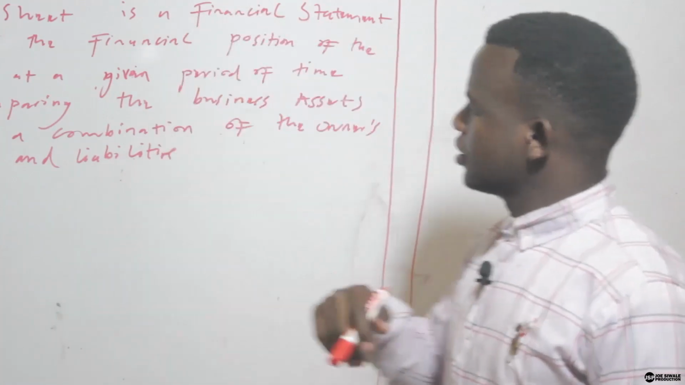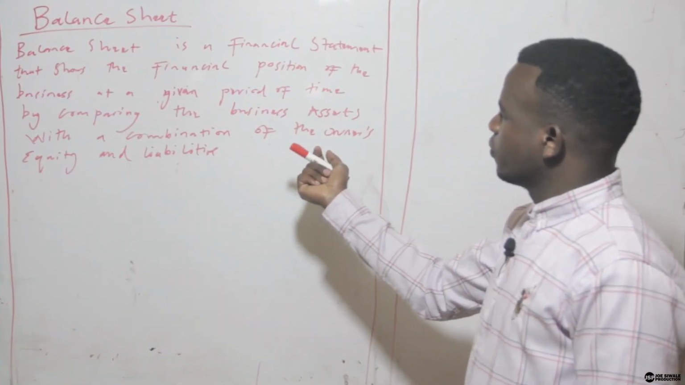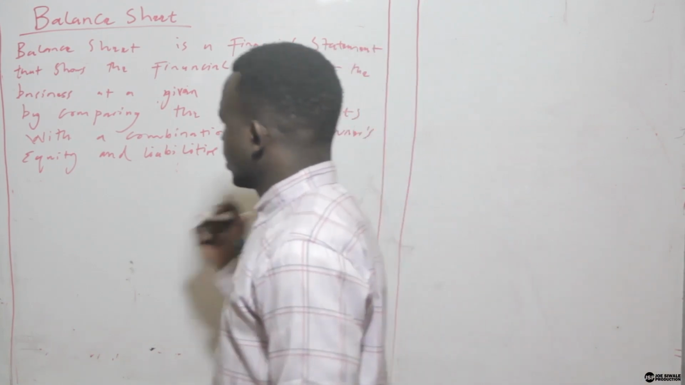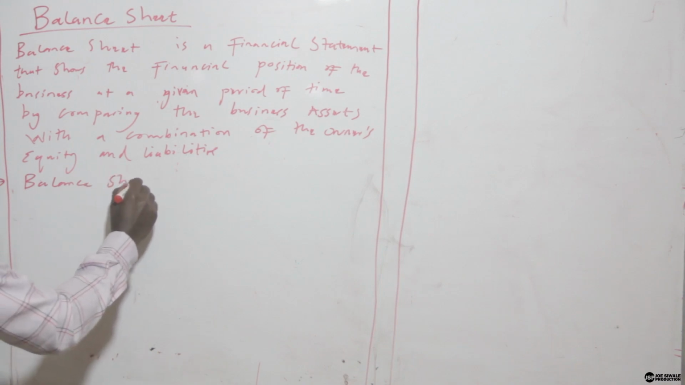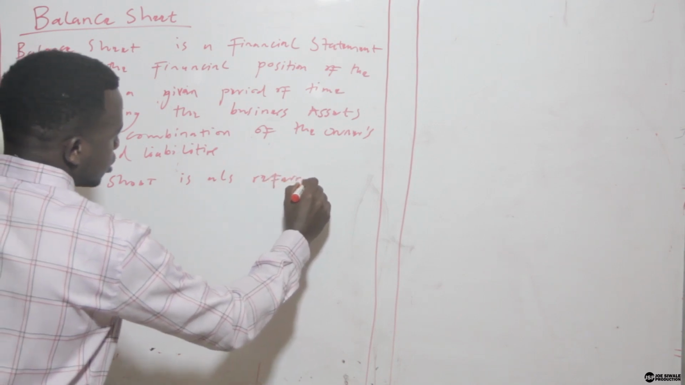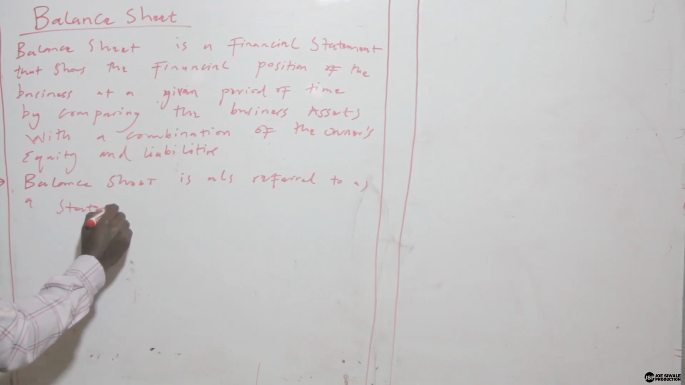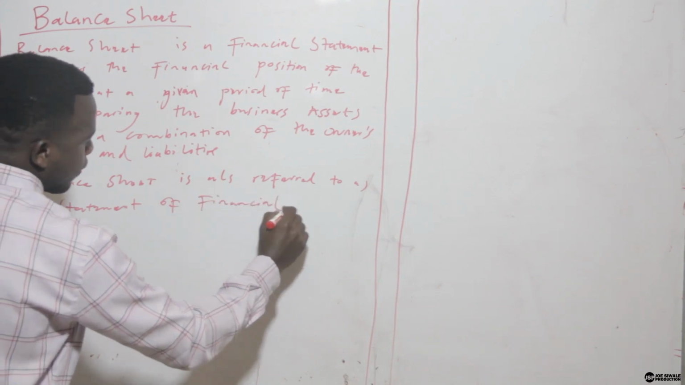So the definition of the balance sheet is a financial statement that shows the financial position of the business at a given period of time by comparing the business assets with a combination of the owner's equity and liabilities. And we have said that the balance sheet is also referred to as a statement of financial position.